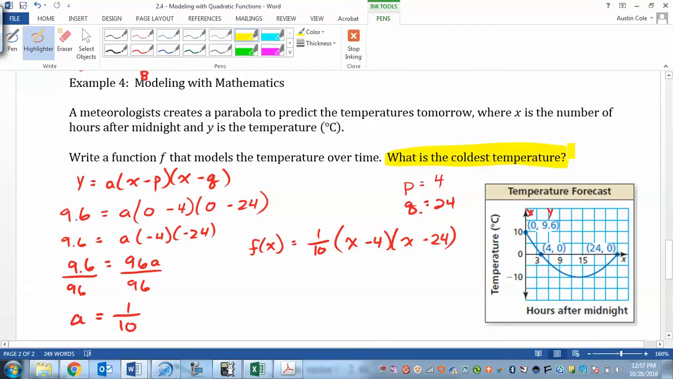What is the coldest temperature? Now, if I look at my graph, temperature is represented by my y, isn't it? By looking, it looks like -10. Let's figure it out for sure. Make sure they're right. How am I going to find that? Plug what in? Well, isn't -10 a y, though? We need to plug in an x, and x represents the hours after midnight. We need to plug in a time.